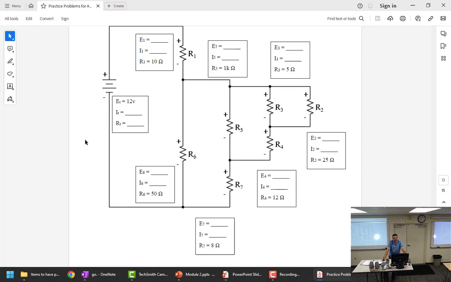R3 and R2 are in parallel, so we're going to do the parallel. Then we're going to combine R3, 2, and R4. Yep. 2, 3 will combine with 4, and together they make up something that is in series. Then we'll take that mess and combine it with R5, which is in parallel. Then we'll take that mess and combine it with R7, which is in series. Now we'll take that whole mess and combine it with R6, which is in parallel.